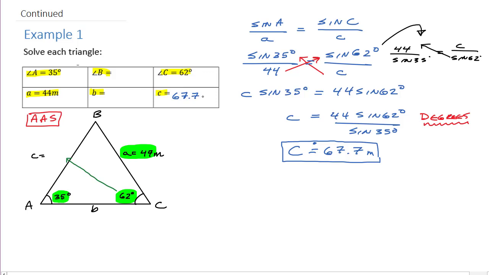67.7 meters. All right, now we're going to solve for the other side. Let's just set up our fraction again. Now, you know what? I'm going to set it up the other way. I'm going to learn my lesson. I'm going to put the b on top.